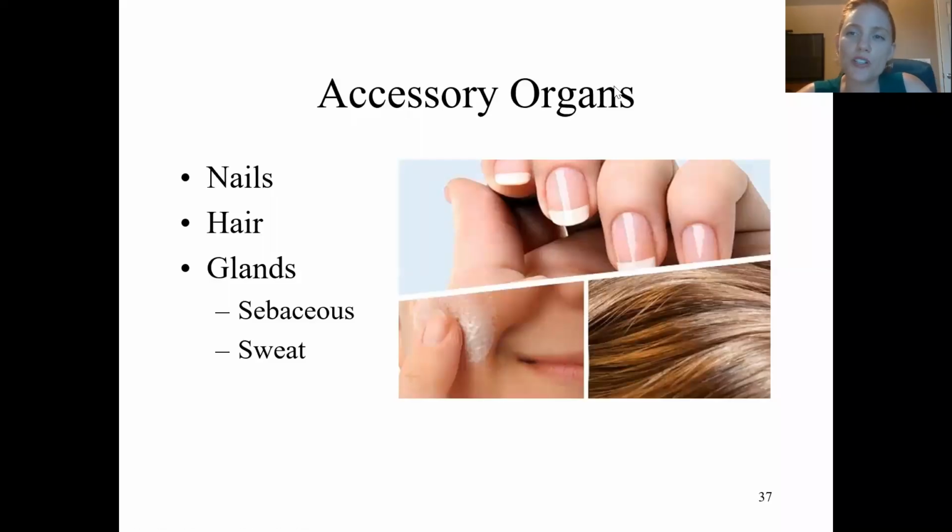Hello. So we're also in the integumentary system. Up until this point, we've only talked about the skin, but remember that the integumentary system also includes the accessory organs, which would be the hair and the nails and the glands. So we're going to talk about the hair, and then we'll talk about sebaceous and the different types of sweat glands.